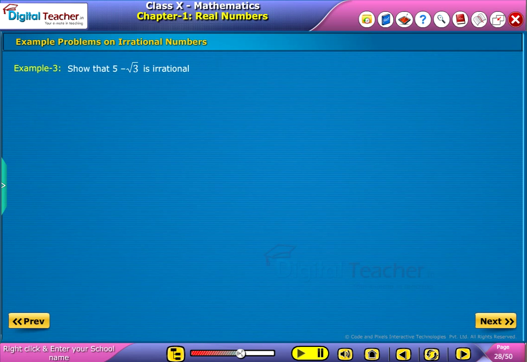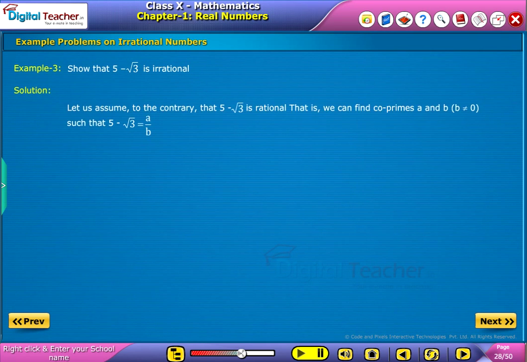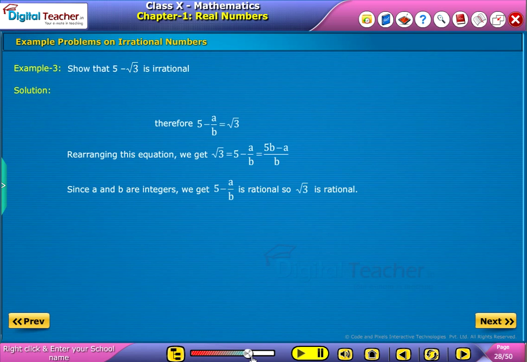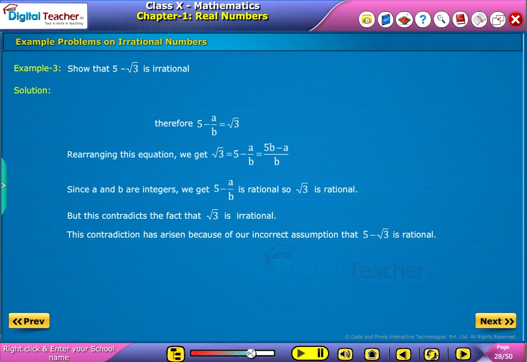Example 3. Show that 5 minus root 3 is irrational. Let us assume, to the contrary, that 5 minus root 3 is rational. But this contradicts the fact that root 3 is irrational. This contradiction has arisen because of our incorrect assumption that 5 minus root 3 is rational. So, we conclude that 5 minus root 3 is irrational.